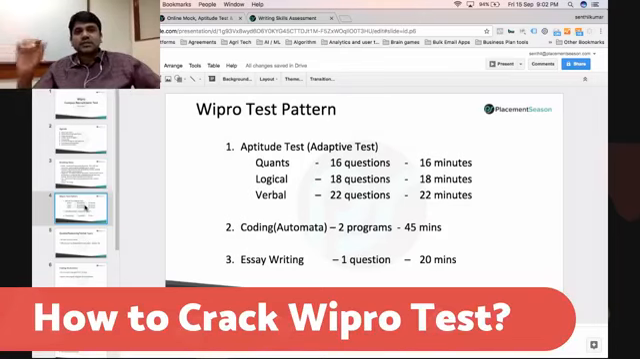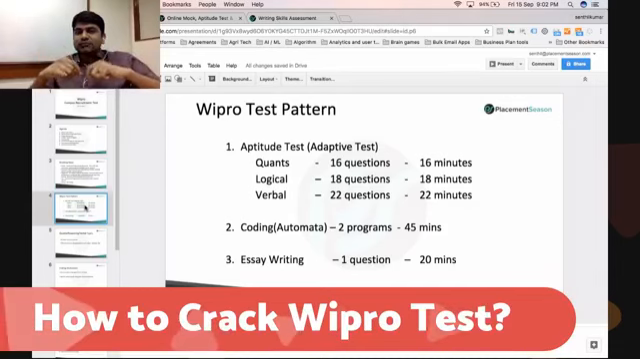Because it's an adaptive test, if you get your answers continuously correct, the weightage for the questions will be high, and the marks that you score will also be high. And in coding, out of 2 programs, 1 you should get correct. Another thing we have noticed is that out of the 2 programs Wipro gives, 1 program is common for most of the students, and the other program varies from student to student. That is another interesting point from the feedback we received on the coding round. So you should get at least 1 program correct in the coding round.